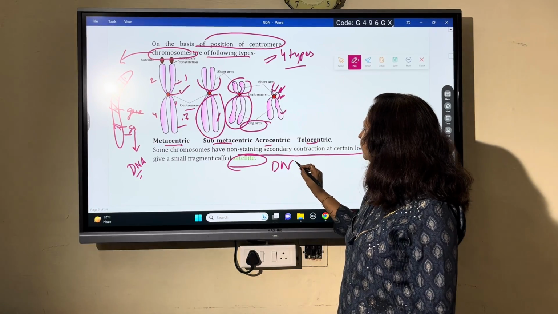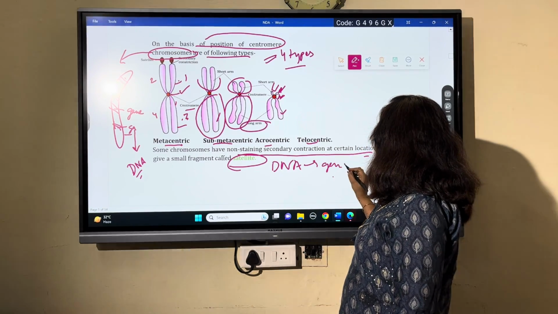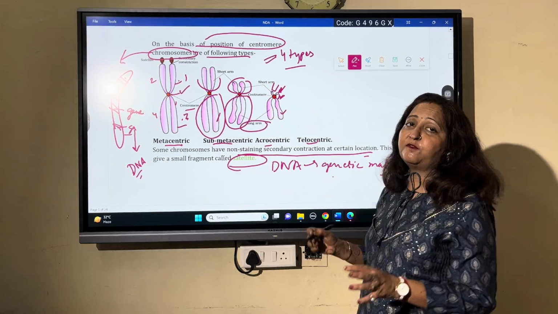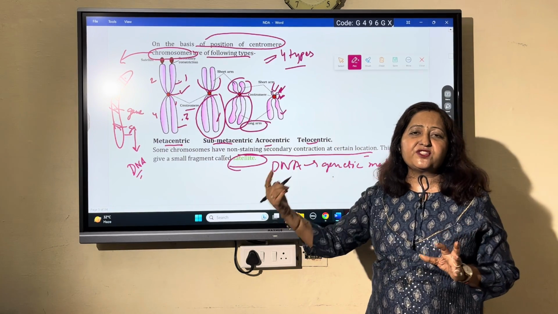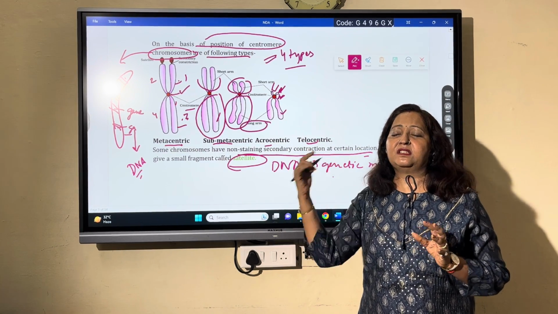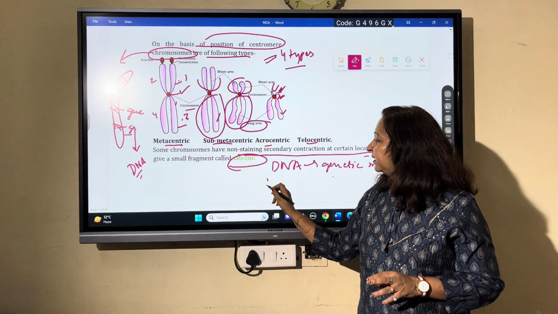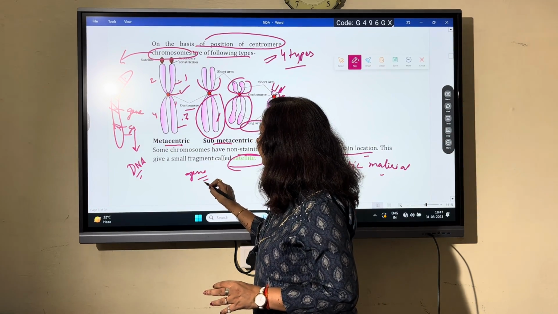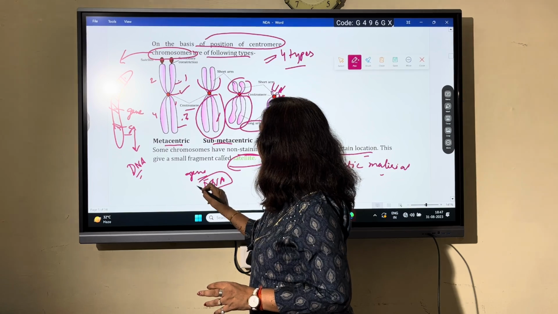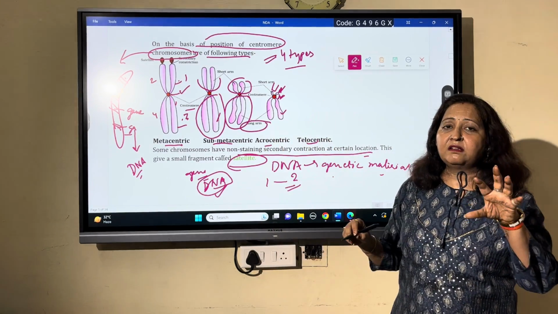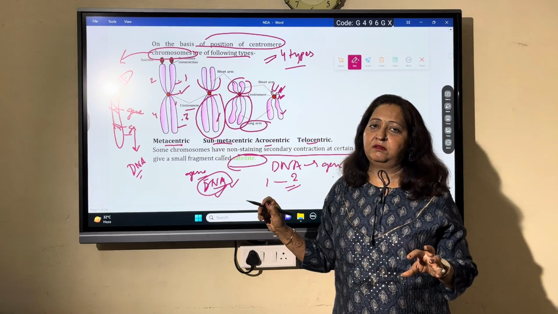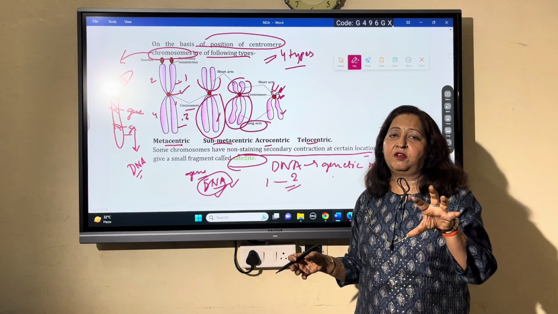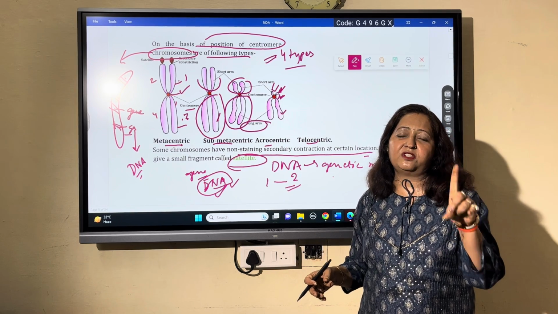So DNA, we know what DNA is. It is a genetic material, and it is responsible for the transmission of characters from one generation to another. All the hereditary characters are transferred from one generation to another through this DNA. And gene, what is gene? It is a DNA segment which is responsible for transmission of characters. For one single character, there is one gene responsible in our body.